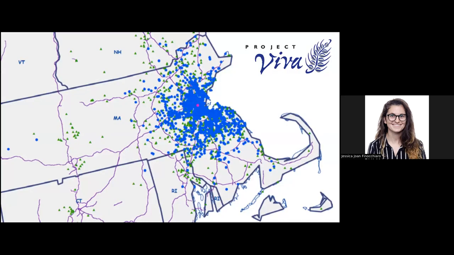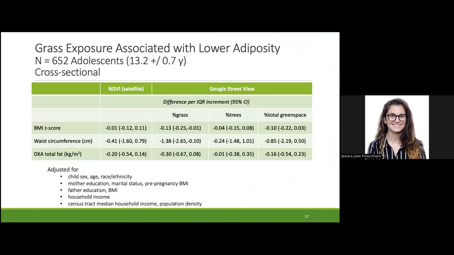Really quickly, I'll talk about one study we did. This is Project Viva, yet another cohort study we have at Harvard Medical School. This is about 2,000 participants, a birth cohort. So we recruited them when their mothers were pregnant, and we followed them for about 20 years. And when they were about 13 years old, we looked at the Google Street View images around their home.